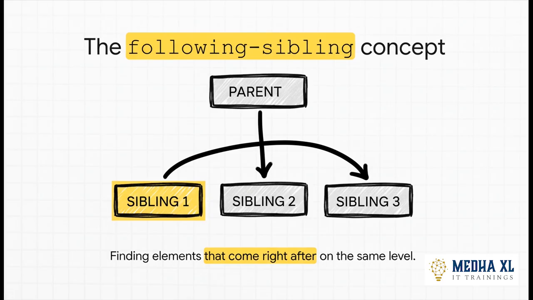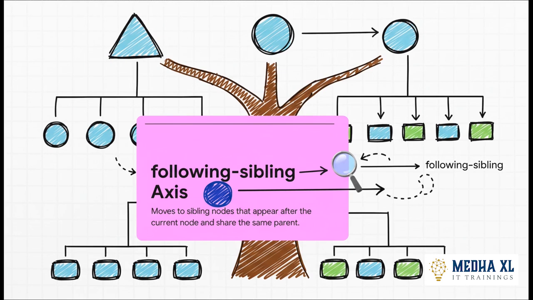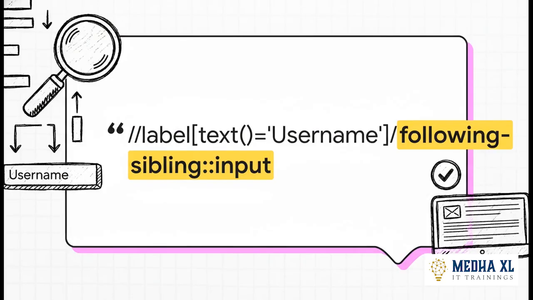The following-sibling access is going to be your absolute go-to for finding elements that show up after your starting point, but on the same level of the DOM. So, back to our family tree analogy, following-sibling basically finds all the younger brothers and sisters of your current element. The key thing here is they all share the same parent, and they're all on the exact same level of the tree.